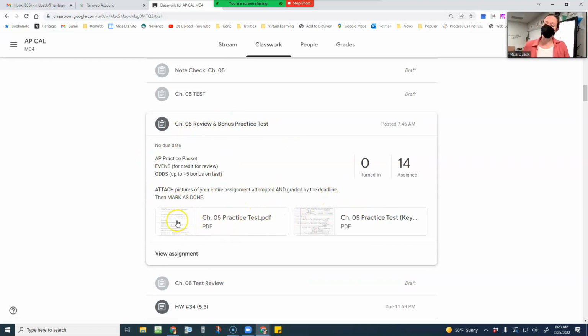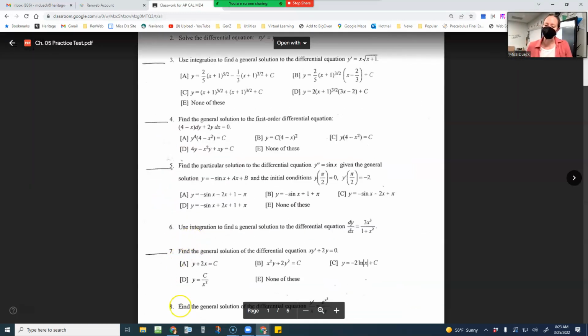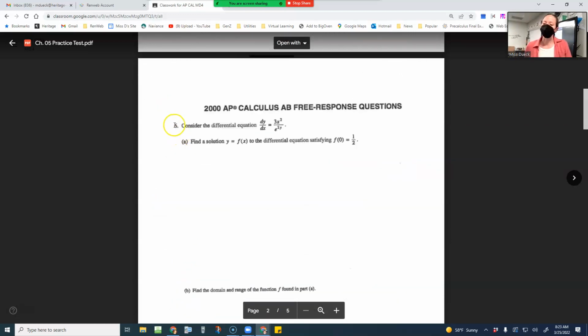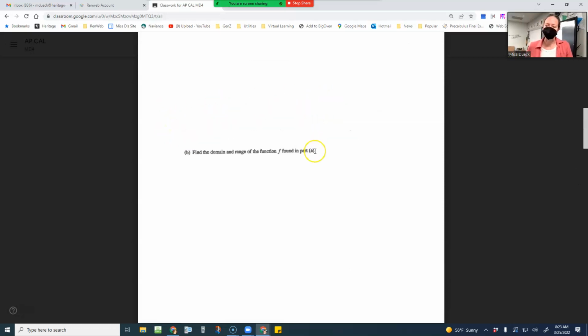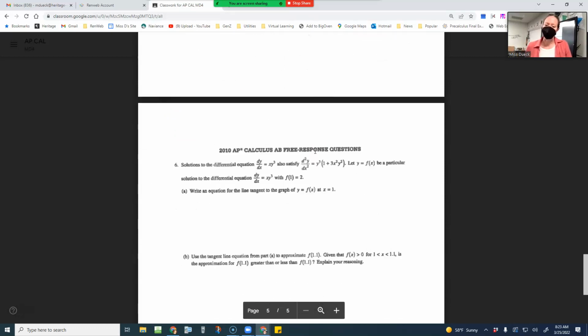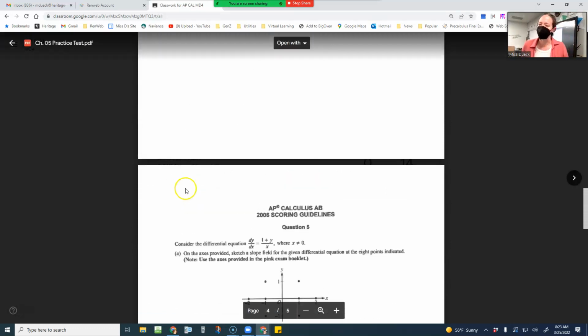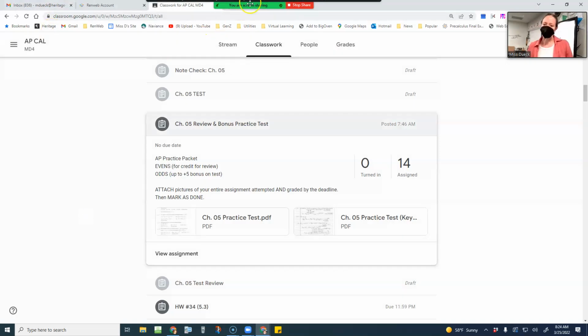The evens include 2, 4, 6, and then 8. And then there are two different even numbered. This is the question that year that this was on, the free response for the AP test that year. There's 2 evens and 2 odds. So 2 number 5s and 2 number 6s. You guys are doing the number 6s for the test review. Number 5s are bonus. Okay, so then let's get back to the questions they were asking.